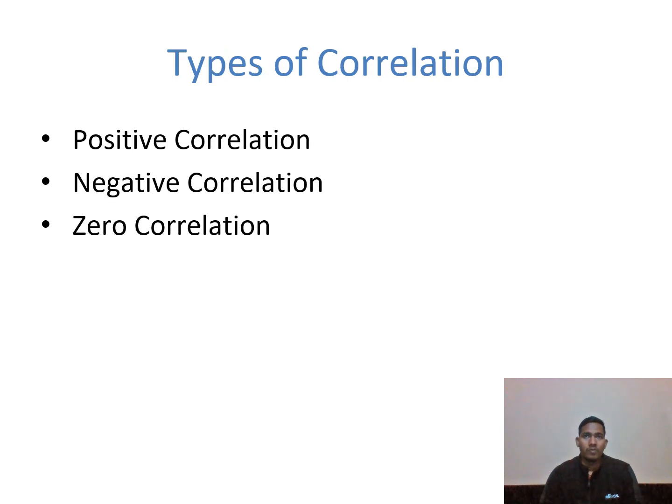Now we will talk about the types of correlation. There are three main types of correlation. First is positive correlation, then negative correlation, and last is zero correlation. Let us understand each type with examples.